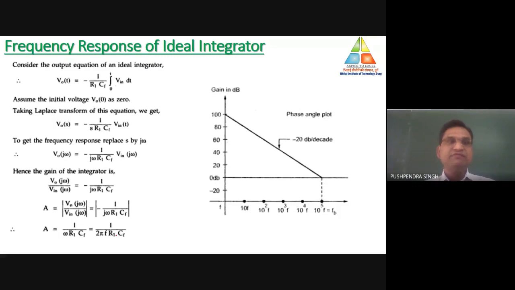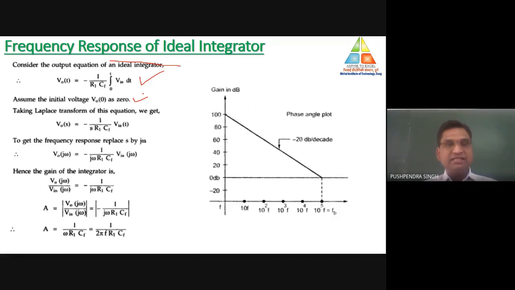Now let us discuss the frequency response. Why? Because only with the help of the frequency response will we get some idea whether there is any kind of problem with the circuit or not. So now we are at a stage to analyze the circuit for getting some response. So, the frequency response of the ideal integrator. This is the expression for the output of the ideal integrator. Now assume that the value of the initial voltage is equal to 0. Now for the frequency response, we want the value of frequency.